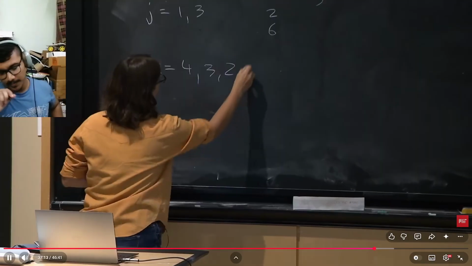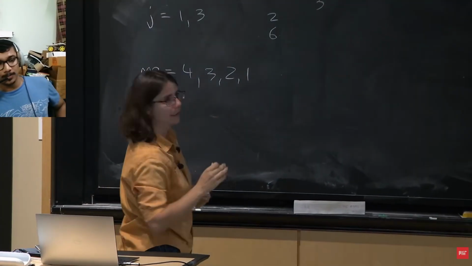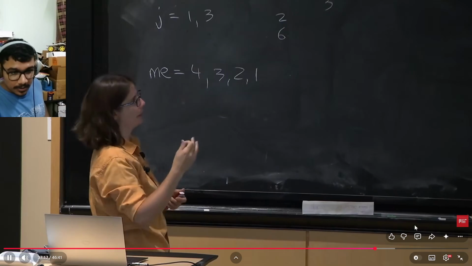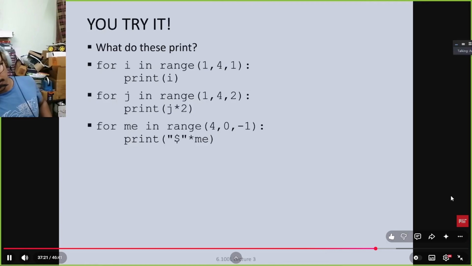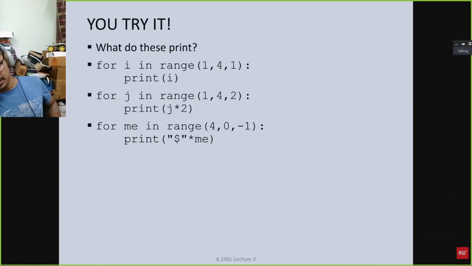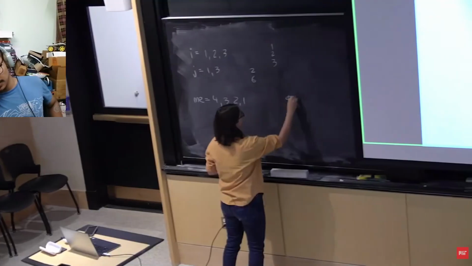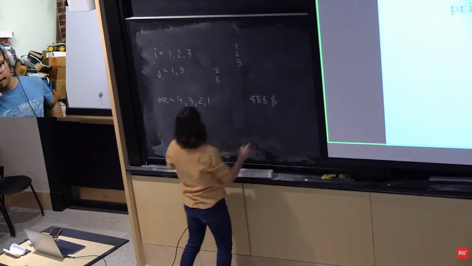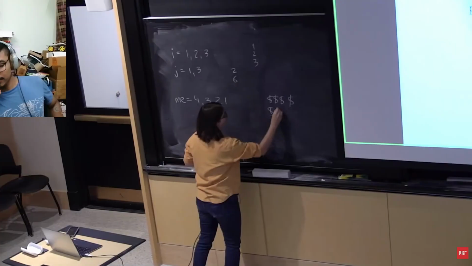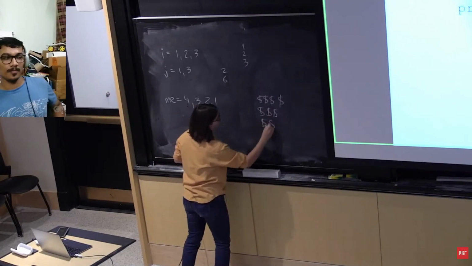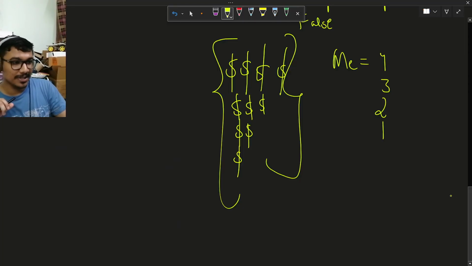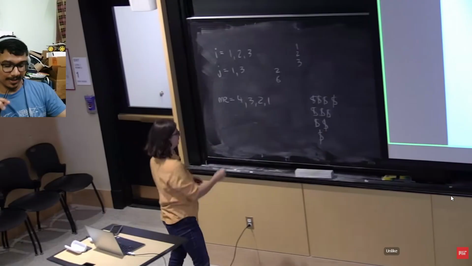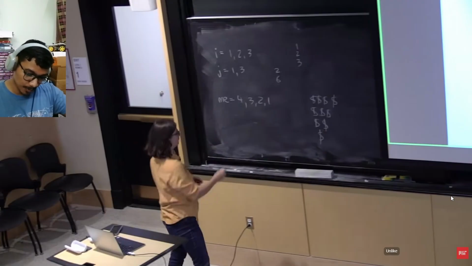2, 1, and that's it. We're going down to, but not including, the end, right? So we're not going to include the 0. And what are we printing here? Yes, 4 dollar signs on one line for the first time, and then 3 dollar signs, and then 2 dollar signs, and then 1 dollar sign. Exactly. So let me just write that how it works.